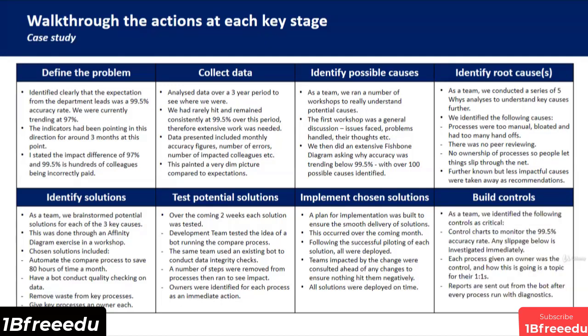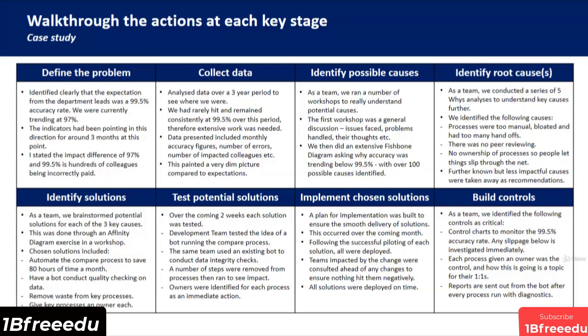And then finally, we went on to build our controls. As a team, we identified the following controls as critical to this process's success. Control charts needed to be built to monitor the 99.5% accuracy rate. Any slippage below would be investigated immediately.